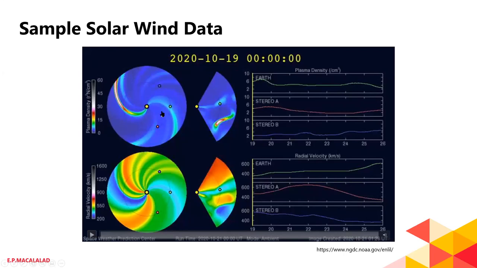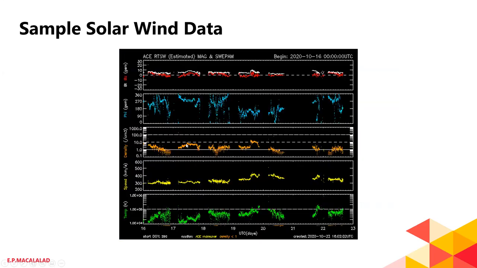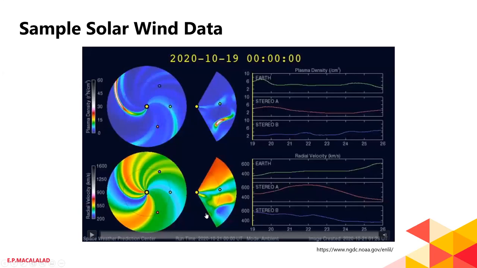This panel shows the following. There are two general panels, an upper panel and a lower panel. The upper panel shows the plasma density, the same density as this one, and the lower panel shows the radial velocity, how fast the solar wind is. This circle is the picture of the heliosphere in the ecliptic. Imagine you are looking from the pole of the sun, so you're looking from above.